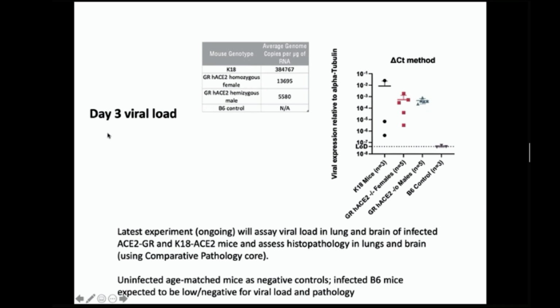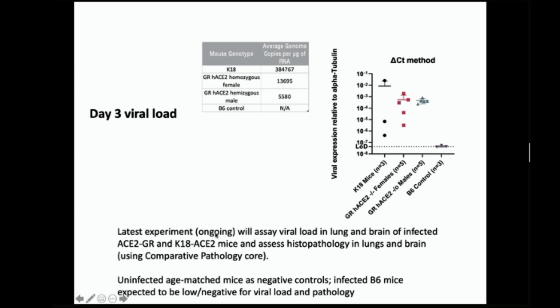In this experiment, we were looking at the day 3 viral load. The B6 mice, the wild type mice, were infected and had negligible viral load. The K18 mice were infected. There's quite a bit of heterogeneity in those mice. But reassuringly, the gene replacement mice, both the females and the males, heterozygous and homozygous, in terms of the copies of the gene replacement, were both infected in a very substantial way.